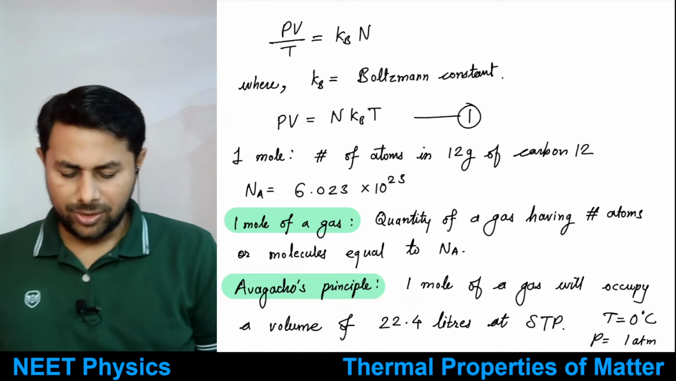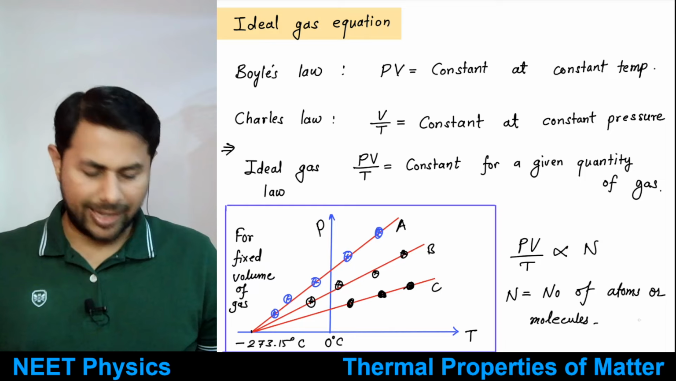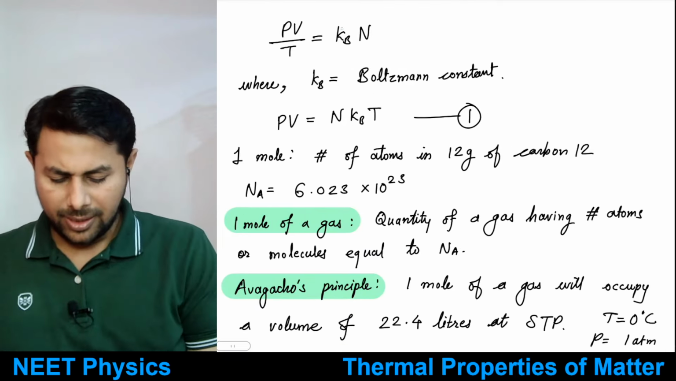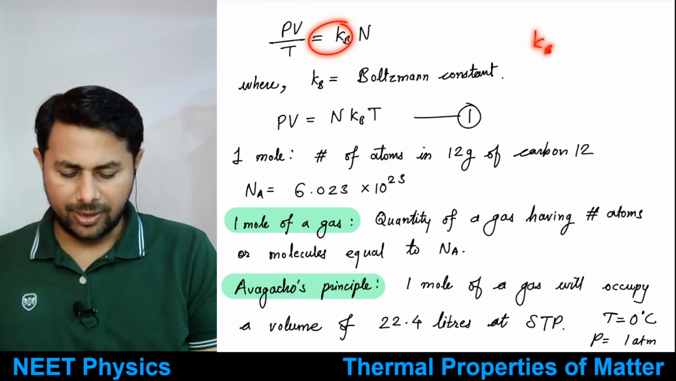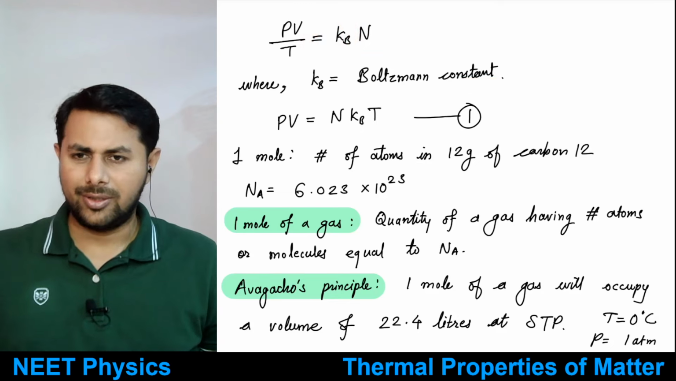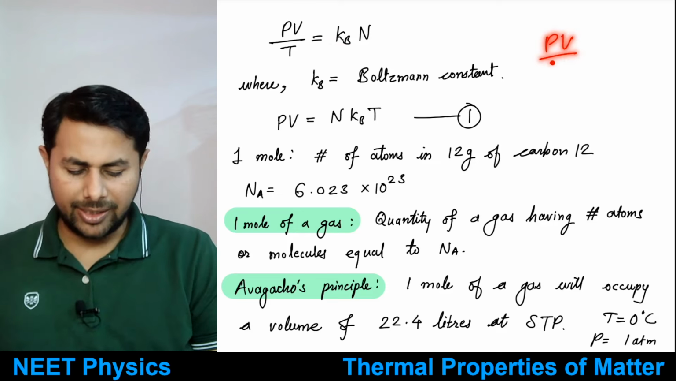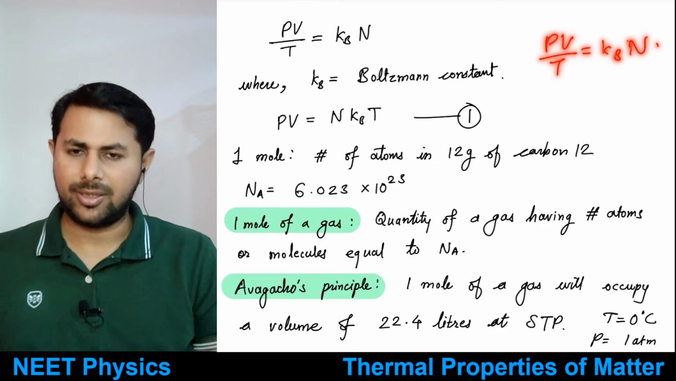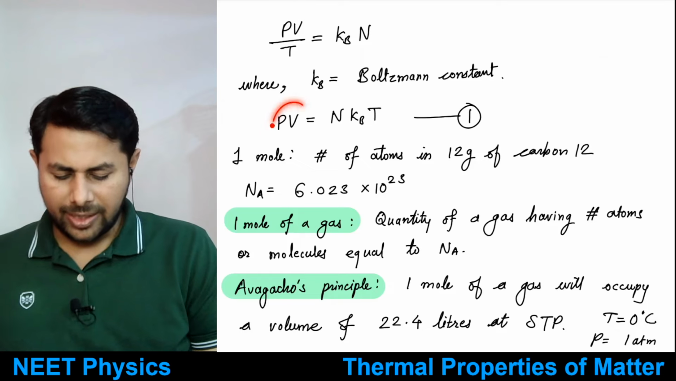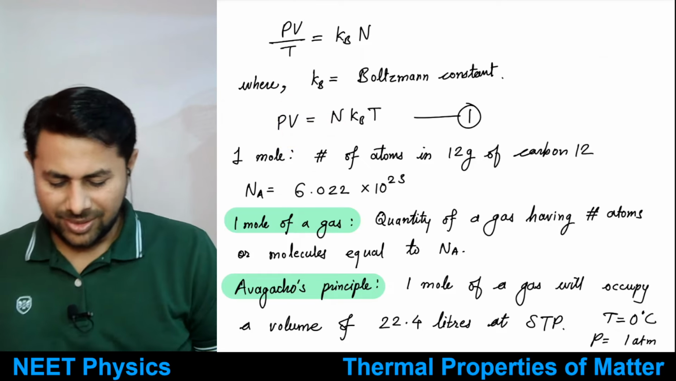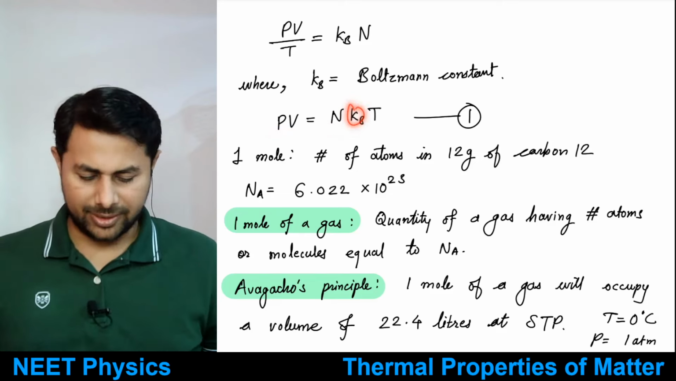Before that, PV by T is proportional to the number of atoms or molecules of a gas. Now if you find the proportionality constant between them, the proportionality constant is Kb, the Boltzmann constant. So what is PV by T? PV by T is equal to Kb times the number of molecules, just the number of molecules. So PV can be written as what? N times KbT. So we have PV equals N times KbT, where Kb is the Boltzmann constant.